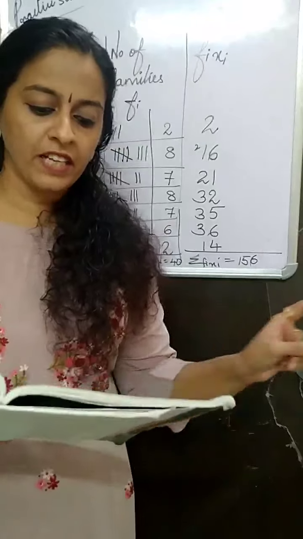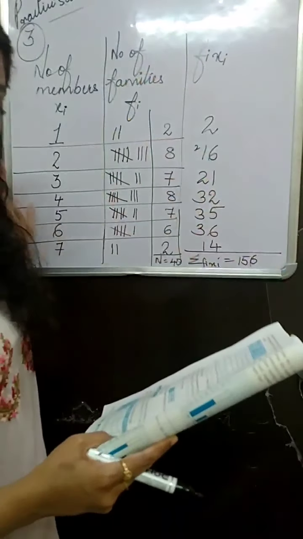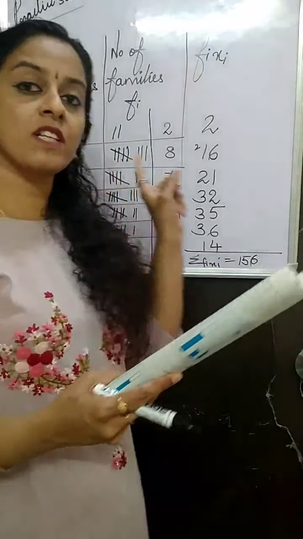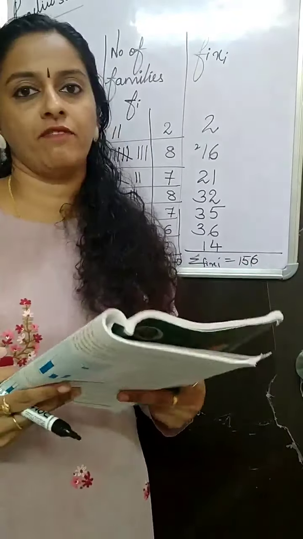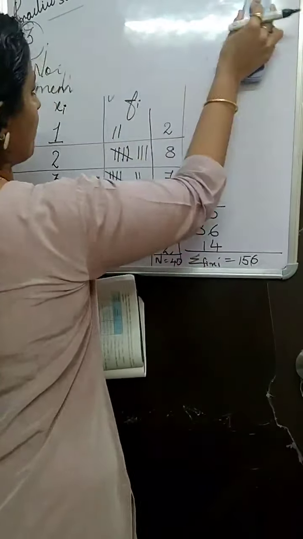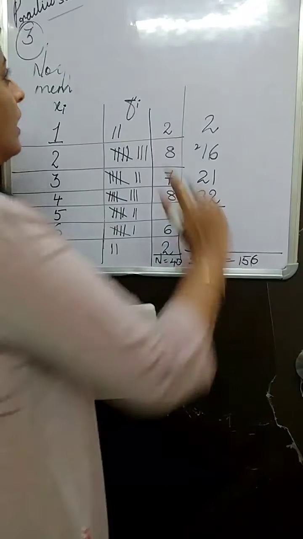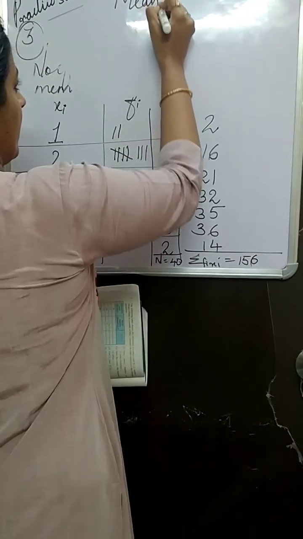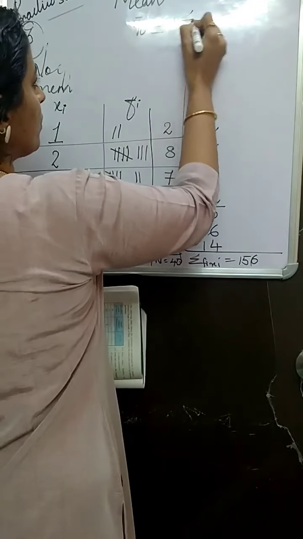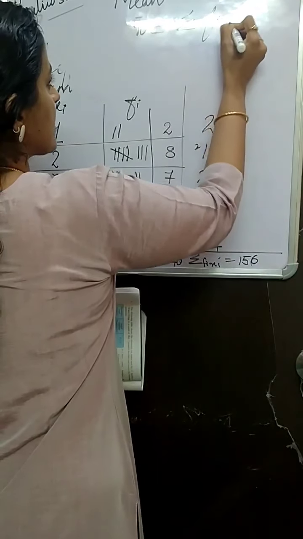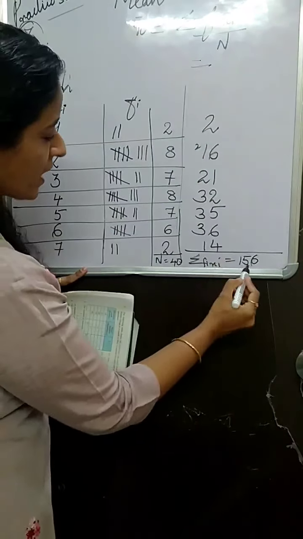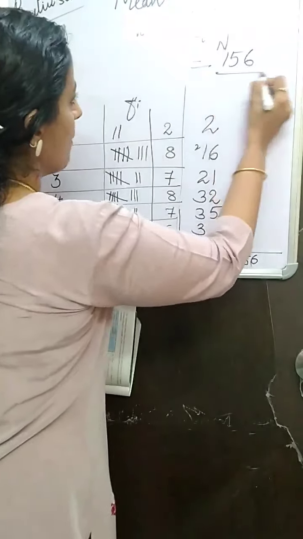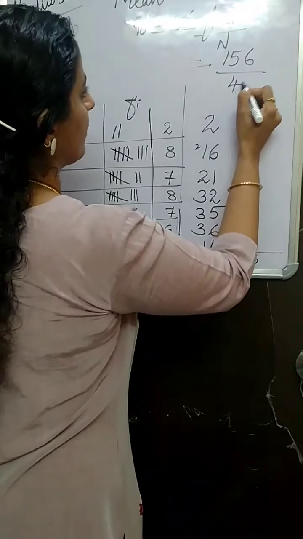What is the question? Find the frequency table. We prepare the frequency table. So frequency table is ready. Now we have to find the mean of the members of 40 families. Find the mean. What is the formula? Use the formula for mean. x bar is equal to sum of Fi Xi upon N. Okay. Which is equal to sum of Fi Xi we got 156 upon total N is 40.